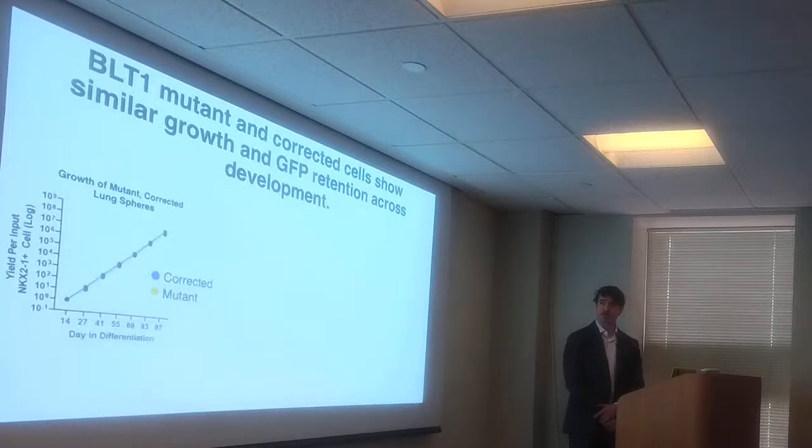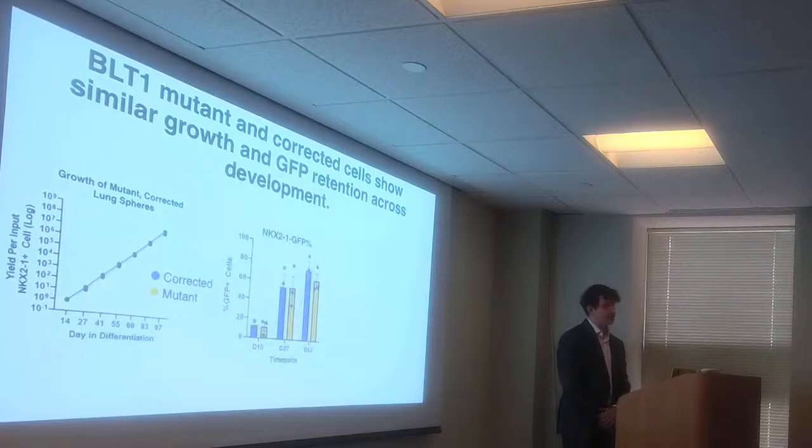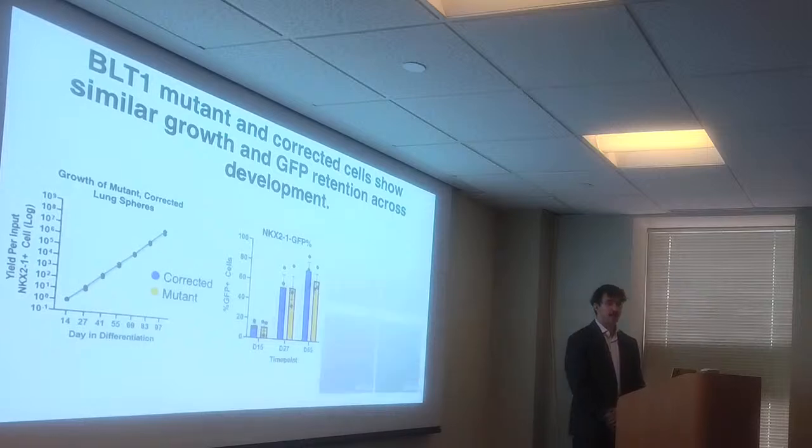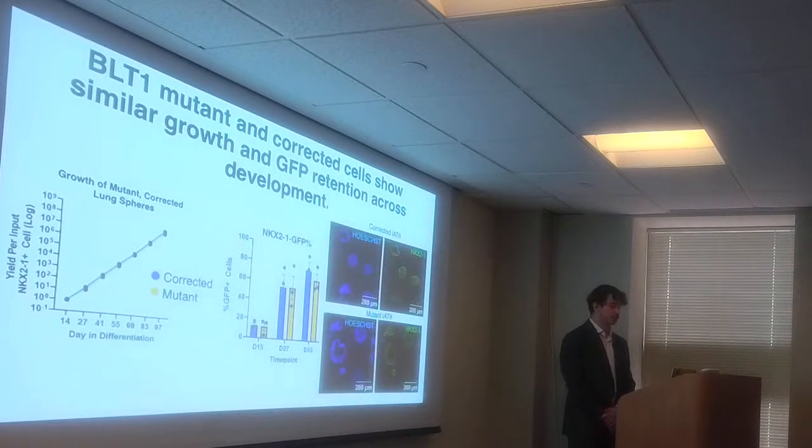So first, we performed a very basic set of quality control experiments to make sure that we could turn these cells into lung. So we took these two cell lines and we took them through a directed differentiation process and found that they grow at similar rates. We found that they express NKX-GFP at similar proportions and found that they morphologically look similar as well. So this tells us confidently that we can take these cells and turn them into lung, and also allows us to really compare them head-to-head without worrying about other confounders.